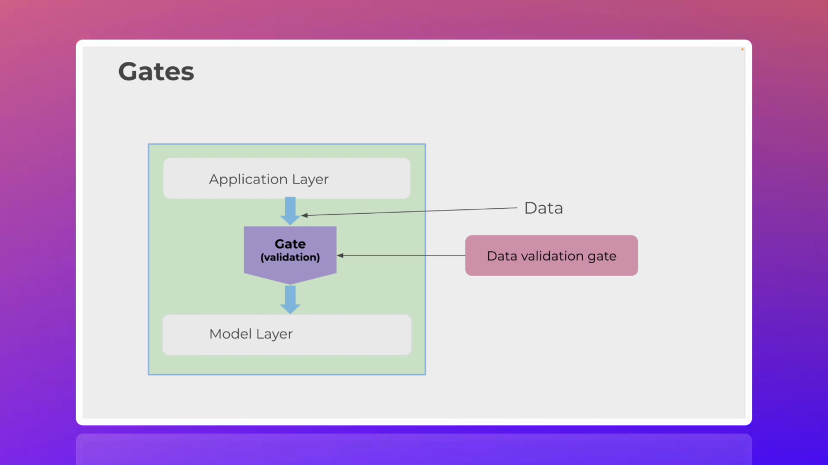Now, there are different kinds of gates. So we have what we call the security gate. This is the one that ensures that only authorized users or data can access certain layers.